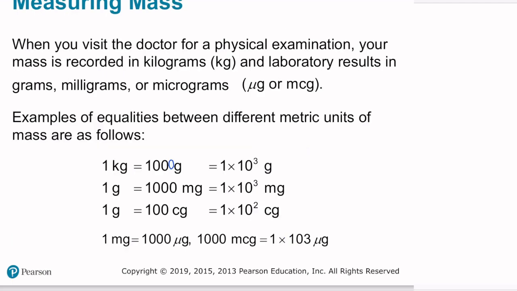Mass is often measured in grams or kilograms, where 1 kilogram is equal to 1,000 grams. 1 gram is 1,000 milligrams, and 100 centigrams.